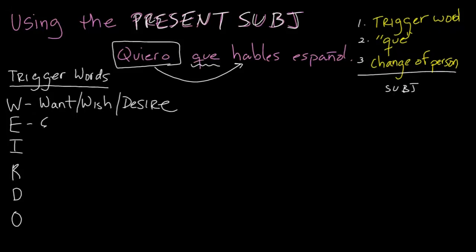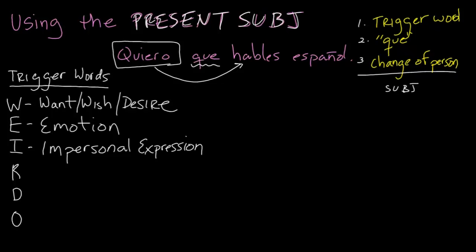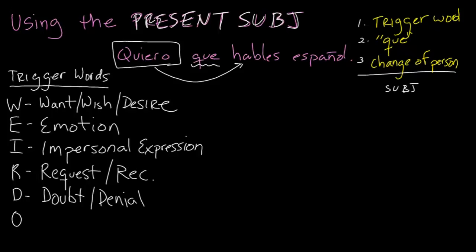An E would be an emotion. I, impersonal expression. R, a request or a recommendation. D stands for doubt or denial. And O stands for Ojala.